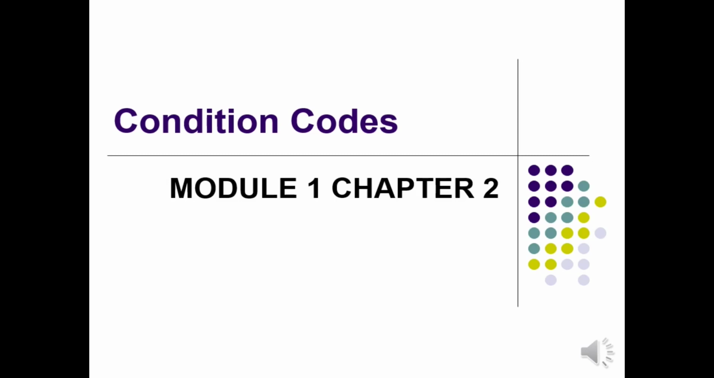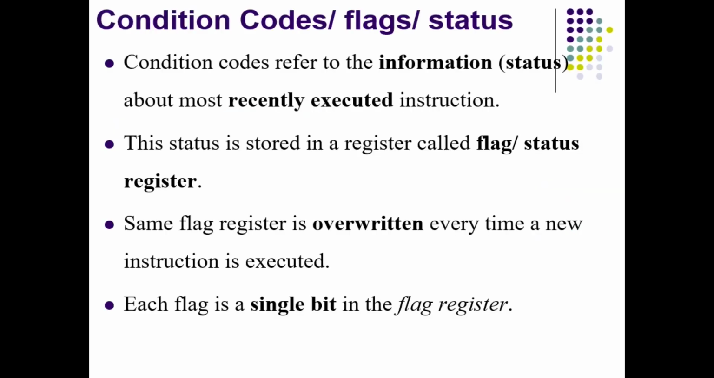So let us see how exactly it works. The condition codes are also called flags or status. That is because condition codes are nothing but the status of the recently executed instruction. Once a processor executes an instruction successfully, some outcomes will be there. That information regarding the instruction executed is called condition codes or flags.